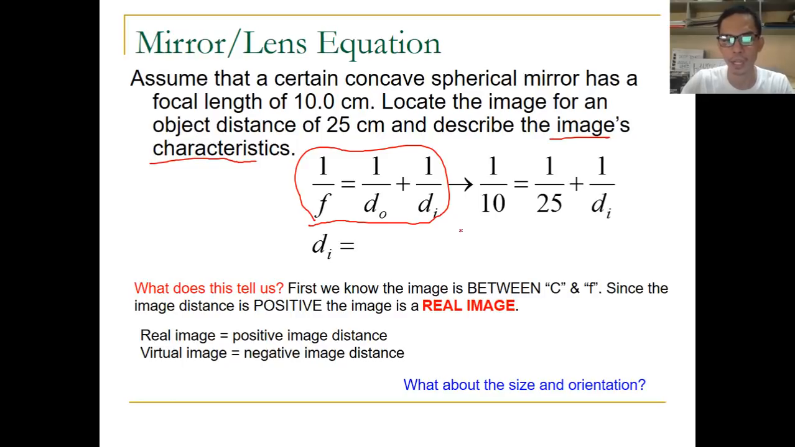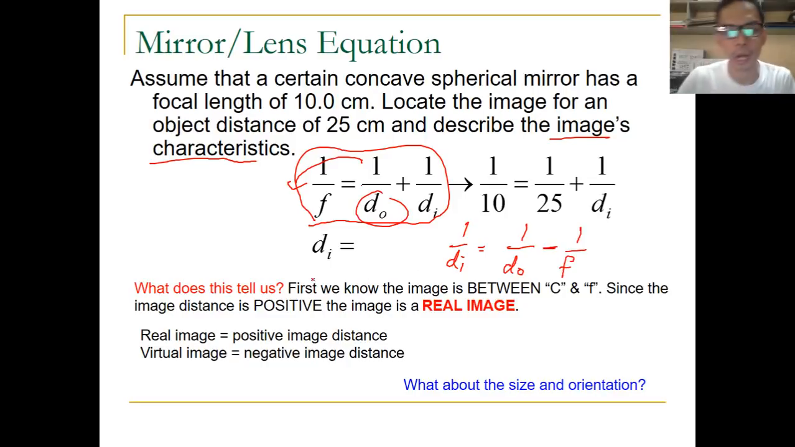So what do we have? For the image distance, we have 1 over d sub i is equal to 1 over d sub o, and we transpose the other term to the other side, so it becomes negative: 1 over d sub o minus 1 over f. That's the formula that we have right here. Now, if we substitute all the values, 1 over d sub i is equal to 1 over, what is the d sub o? We have 25 cm. You don't need to convert the distance. If it is in cm, then it is in centimeters. If it is in meters, then so be it. Minus 1 over the focal length, which is 10 cm.